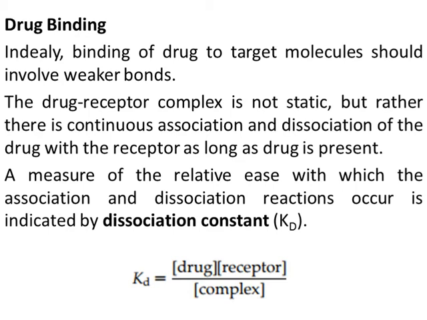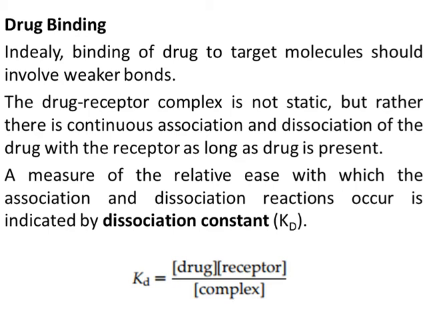So if the complex concentration is higher, the KD value will be lower. It means the complex is forming very, very easily. But if the concentration of drug and receptor is higher and the concentration of drug receptor complex is lower, it means that the KD value will be higher, and that shows that the drug receptor interaction is not strong.